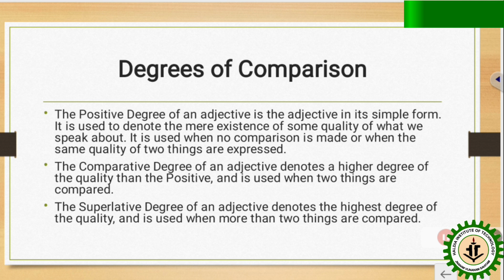Again, if we have a sentence like this in superlative degree, Mumbai is one of the richest cities in India. So if we convert it in comparative degree, it will become Mumbai is richer than most other cities in India. And if we convert it into positive degree, it will become very few cities in India are as rich as Mumbai.